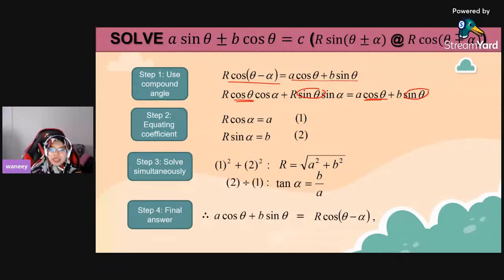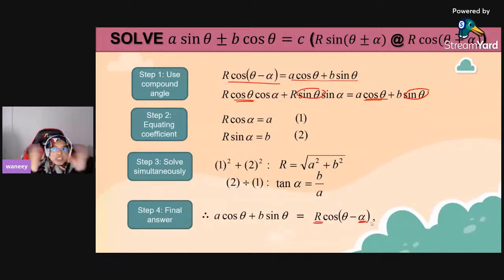So a cos theta plus with b sin theta is actually equal to r cos theta minus with alpha. So we simply substitute what is the value for r and what is the value for alpha. So that one will become our final answer.